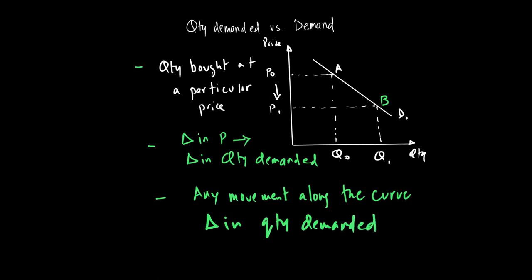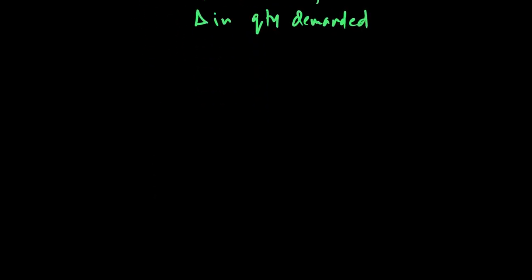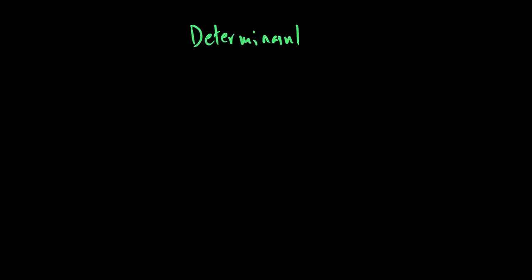So now let's talk about what will change our demand. We know that quantity demanded is changed through any change in price, because that will result in a movement along the demand curve. But let's talk about the factors that can affect demand, or in other words, what we call determinants or factors that affect demand.